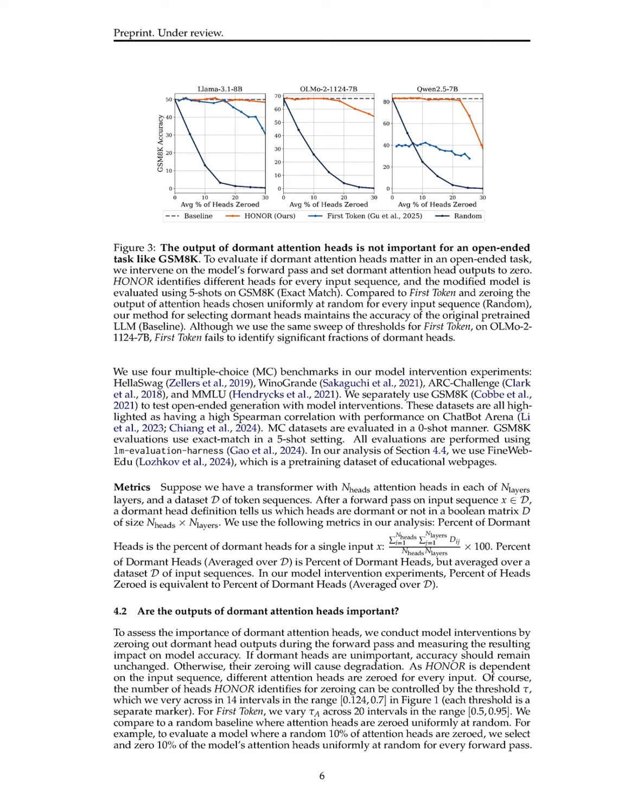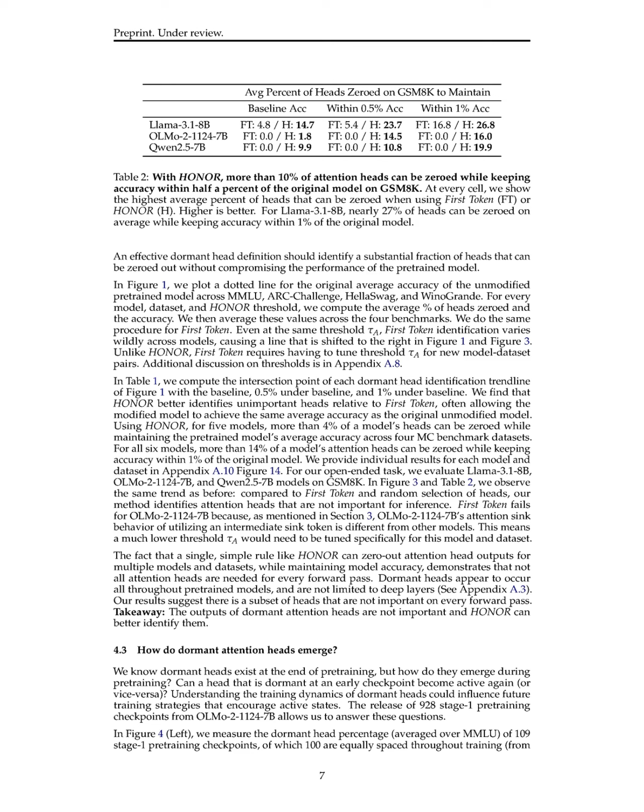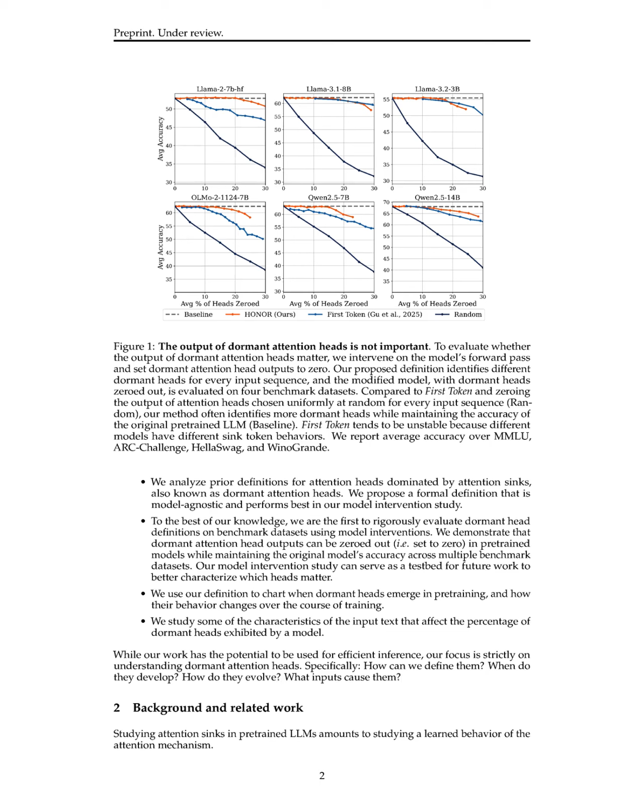The primary metrics used in our analysis included the percent of dormant heads, which quantifies the fraction of heads identified as dormant for a given input, and the percent of heads zeroed, which is equivalent to the average dormant heads across the datasets. Our results indicated that using the Honor method allowed us to zero out over 4% of a model's heads while maintaining accuracy, demonstrating its effectiveness compared to the first token method, which required more tuning and was less consistent across models. This comprehensive evaluation across diverse datasets and metrics confirmed the robustness of our dormant head identification approach.